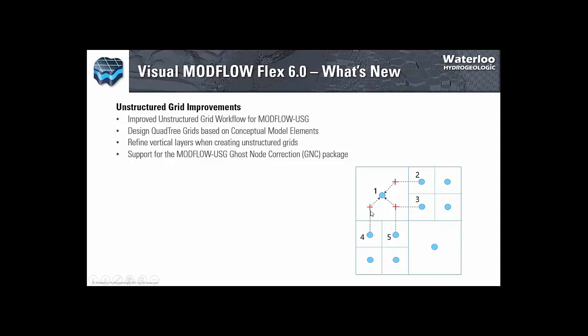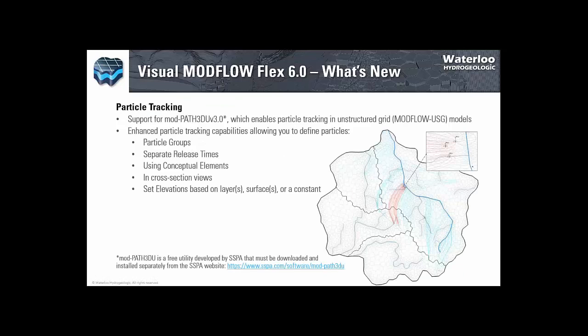So in this example in grid cell 1, you have 3 ghost nodes that then get interpolated back to the cell centroid of grid cell 1. We've also done a fair bit of work around particle tracking, the main feature of which is support for ModPath 3DU, which enables particle tracking for unstructured grids.